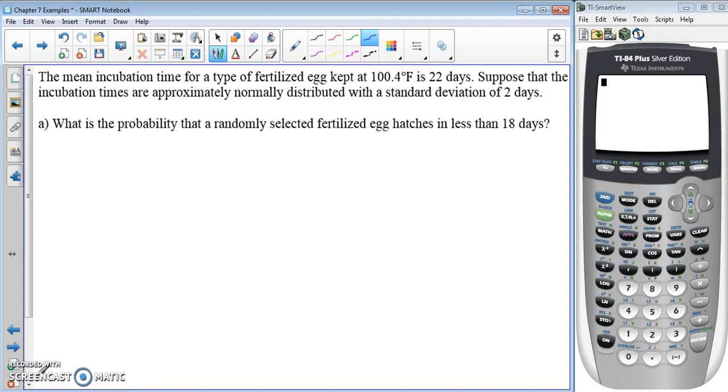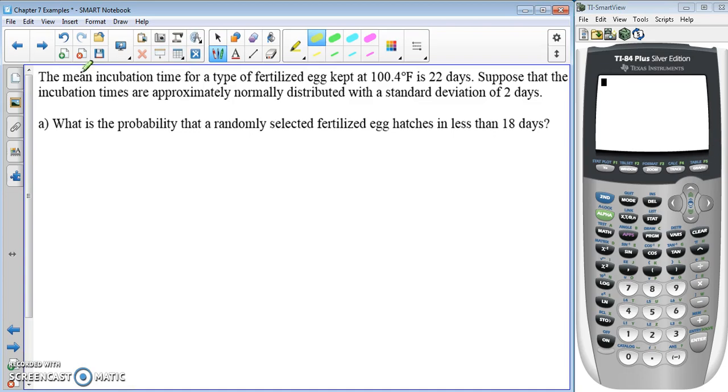The mean incubation time for a type of fertilized egg kept at 100.4 degrees Fahrenheit is 22 days. Suppose that the incubation times are approximately normally distributed with a standard deviation of 2 days. What is the probability that a randomly selected fertilized egg hatches in less than 18 days? So let's find out what's important first.